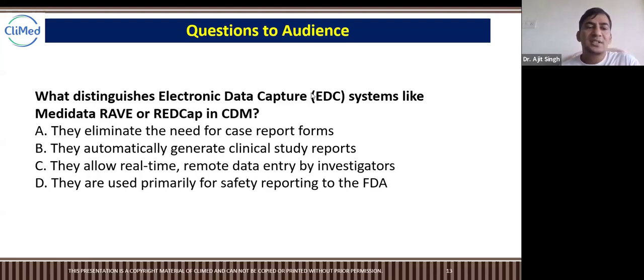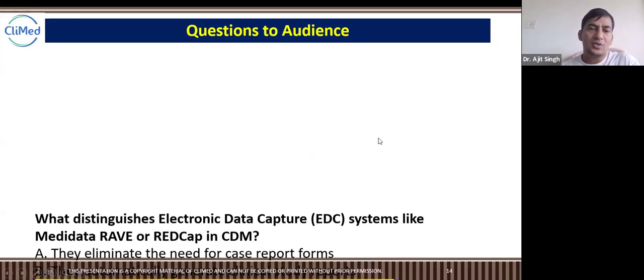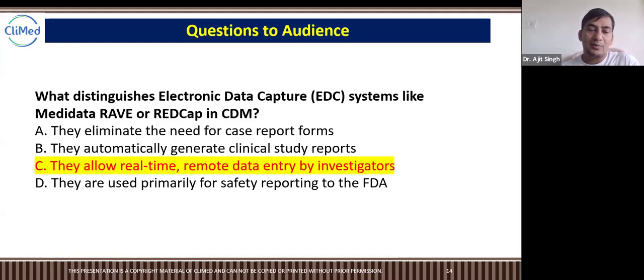But right now Rave and REDCap are some of the world-famous ones that everyone uses. So the answer here is that this allows real-time remote data entry by the investigator.